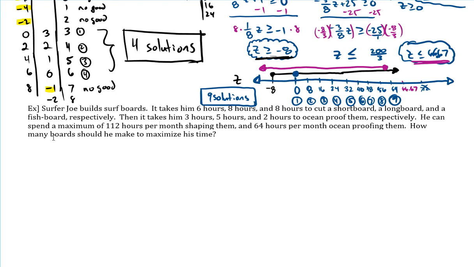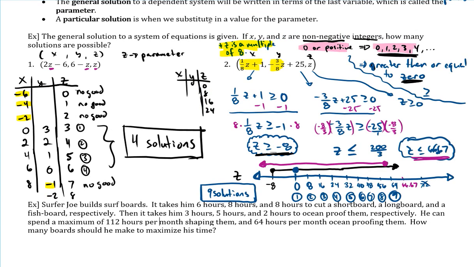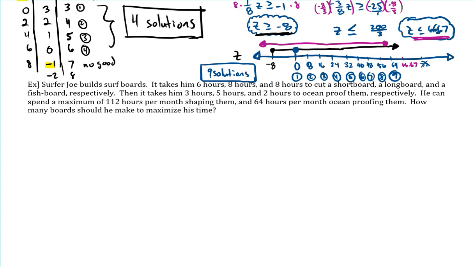So on this example, we've got Surfer Joe builds surfboards. It takes him 6 hours, 8 hours, and 8 hours to cut a shortboard, a longboard, and a fishboard, respectively. Then it takes him 3 hours, 5 hours, and 2 hours to ocean-proof them, respectively. He can spend a maximum of 112 hours per month shaping them and 64 hours per month ocean-proofing them. How many boards should he make to maximize his time?